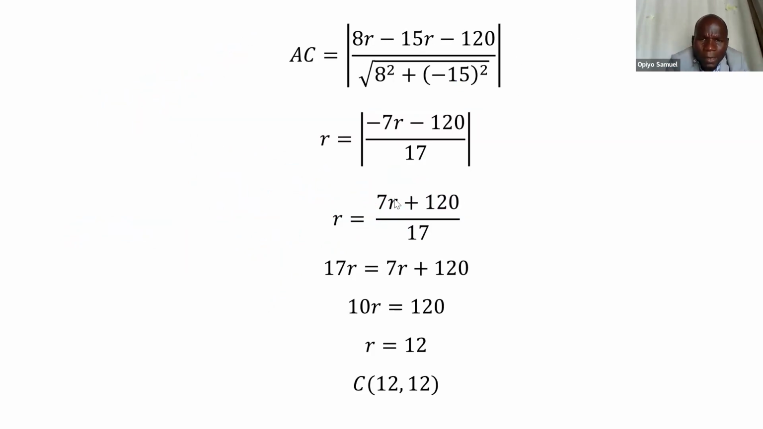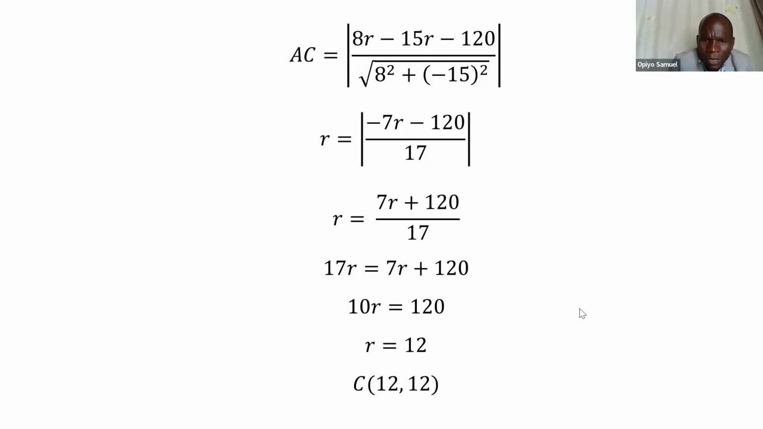So when we simplify, first of all, 8 minus 15 is negative 7, then negative 120. When we pull out the negative and take the modulus, we drop the negative. We remain with (7R plus 120) over 17 equals R. The distance AC is R. So when we do the manipulation here, we cross multiply by 17. We get 17R equals 7R plus 120. When we simplify, we get R equals 12.